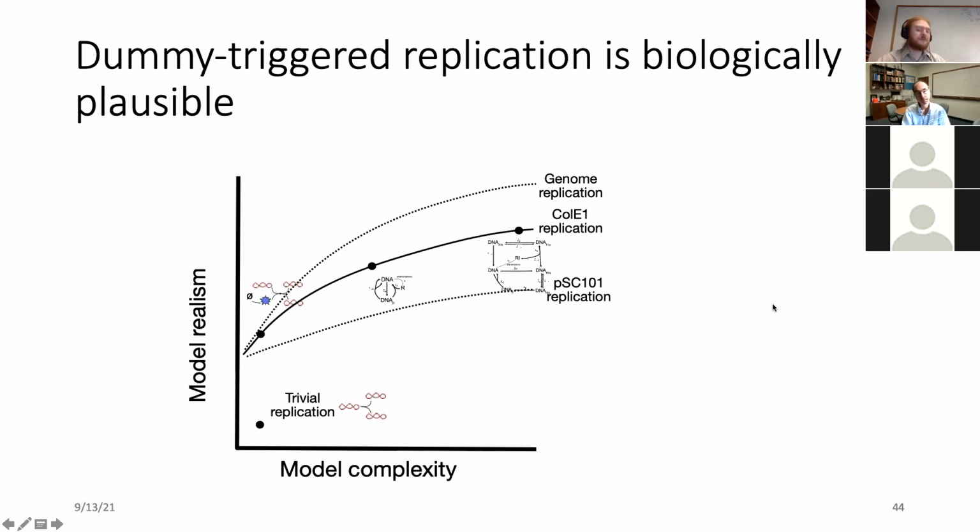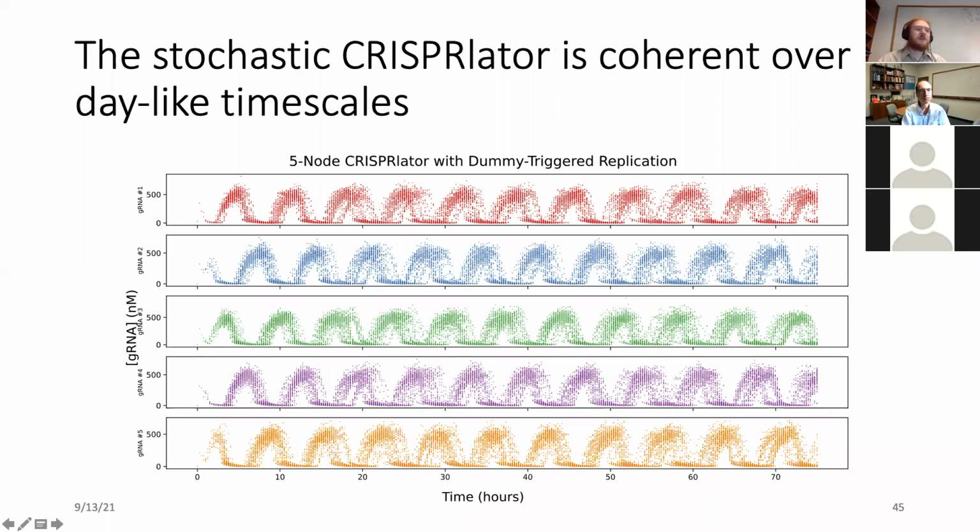You should use something like this, or if you don't trust it, use a more complex, more realistic model. So all that being said, we now have the mechanisms required to simulate a stochastic CRISPR oscillator. So here is a 5-node CRISPR oscillator starting from a single cell that grows and divides into something like 128 cells over time.